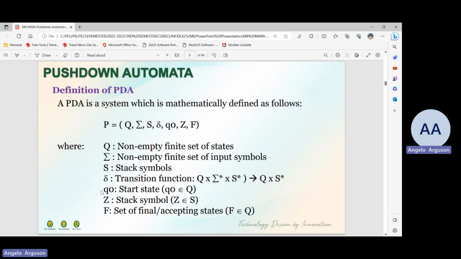We also have the familiar transition function, which is used for mapping, for moving from the current state to another state. And F is a set of final or accepting states. The states in F must be among the finite states represented by your letter Q.